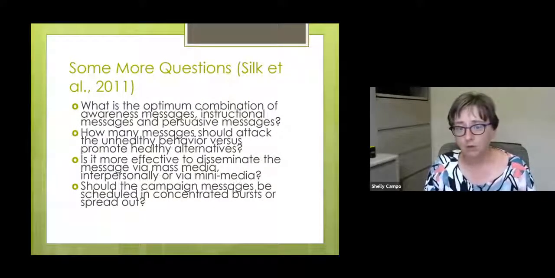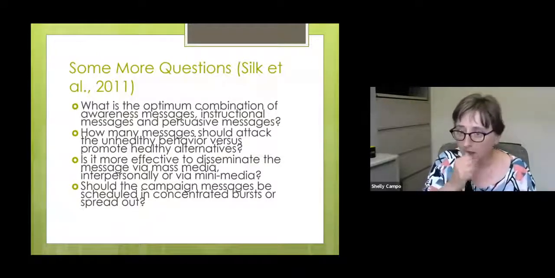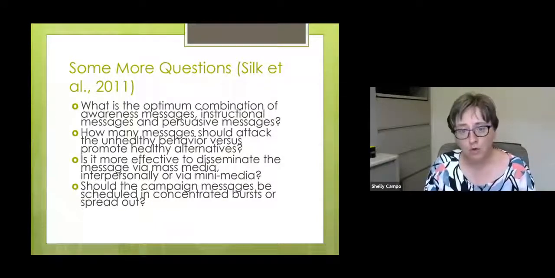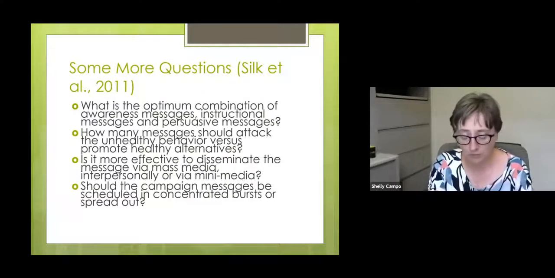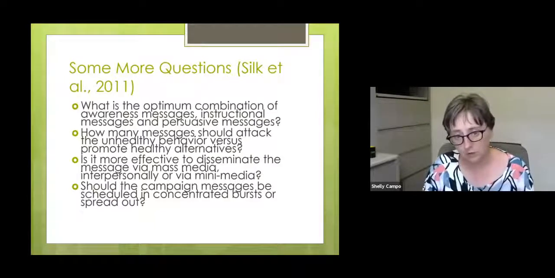Think about whether your awareness efforts need to be about just creating basic information, or instructional or skill-based messages about how to do things, where to go for information, how to sign up for services. Or are you really focused on trying to change attitudes, for example, or beliefs about something, whatever it is that's interfering with people performing the outcome that you are most interested in? How many messages do you want? Do you want to focus on promoting healthy alternatives or unhealthy behaviors? And then thinking about the packaging of how you do that.